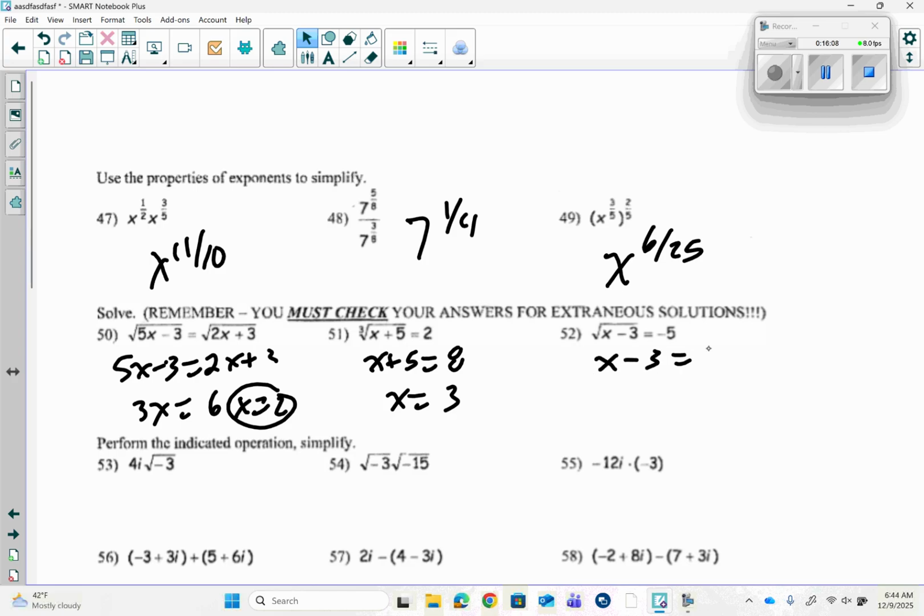This one, let's square both sides. So I'm squaring that, so I'm going to get positive 25. Add 3 to both sides, which is 28. If I plug 28 in, I get 28 minus 3 is 25. Square root of 25 is 5. This doesn't work. It's an extraneous solution, so there's no solution to this problem.